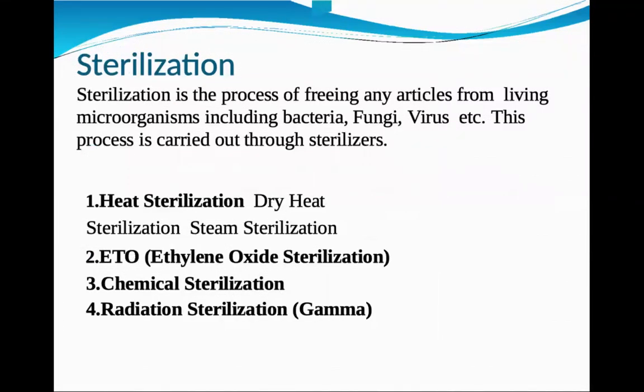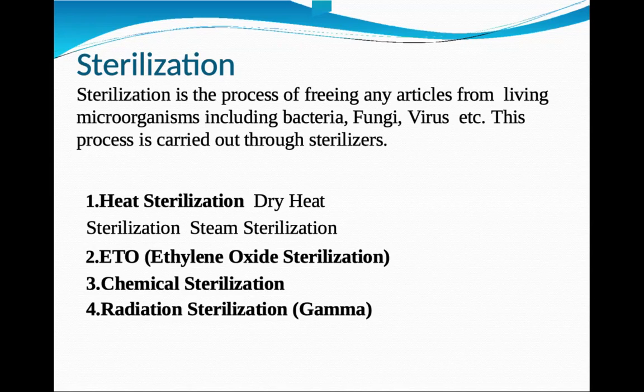Then the material which has to be sterilized has to go for sterilizers. There are 4 types of sterilizers: heat sterilizer, ethylene oxide sterilizer, chemical sterilization, radiation sterilization. Most of you have seen on any disposable syringe, there is written ETO. What it means is it is sterilized by ethylene oxide sterilizer, because it cannot be sterilized through heat sterilization as it is thermolabile. Therefore, it has to be sterilized with ethylene oxide.